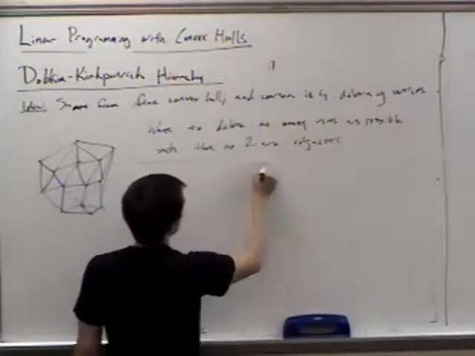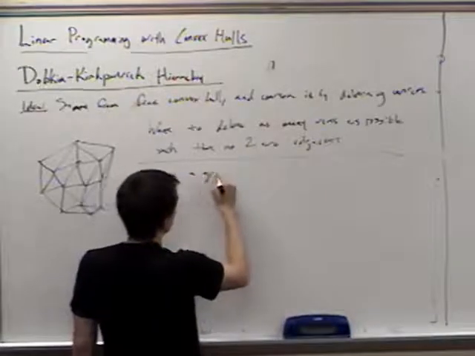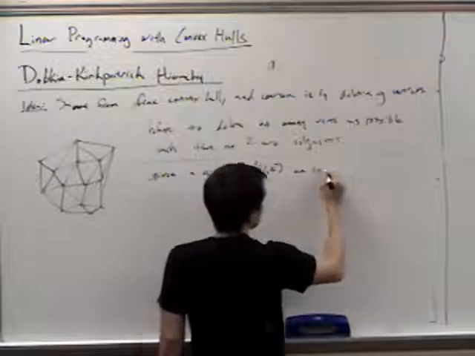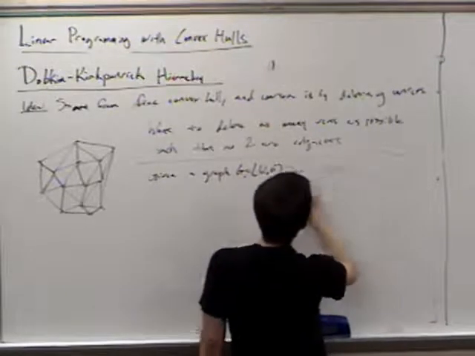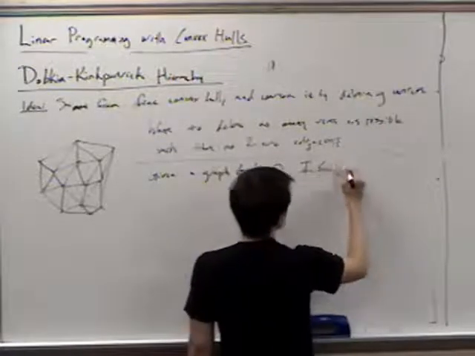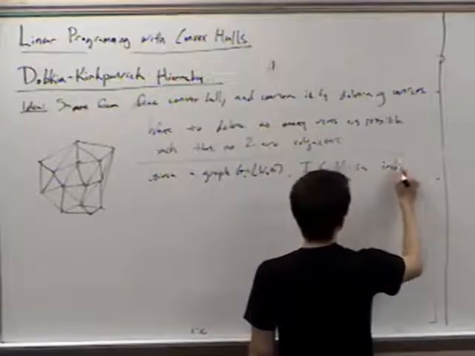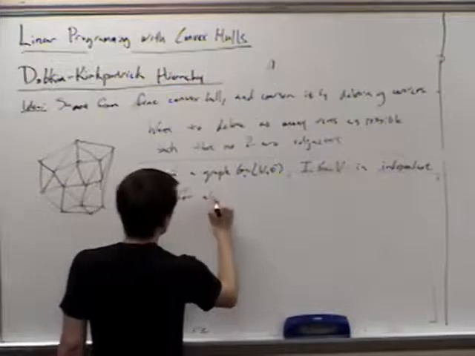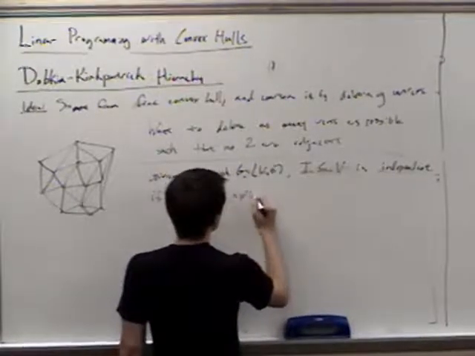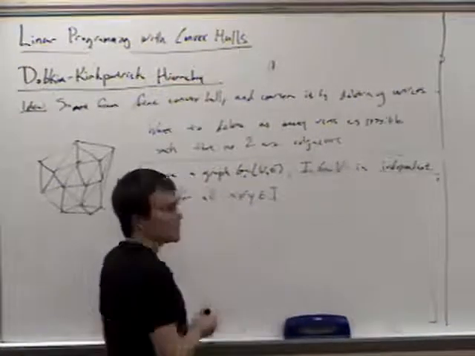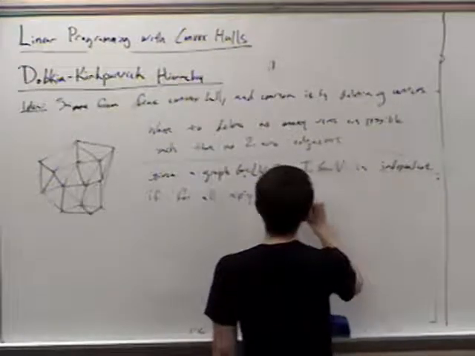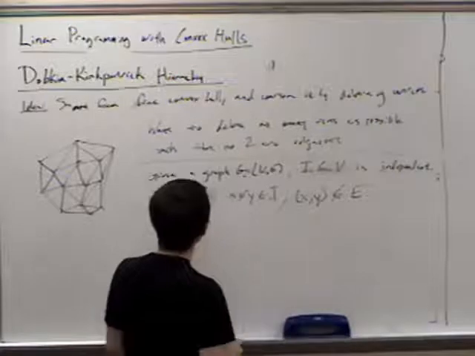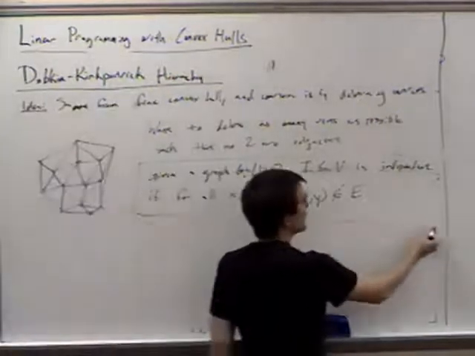Another way to say that is, given a graph G equals (V, E), some set I contained in V, so some subset of the vertices, is independent if for all distinct pairs of vertices in I, so if we take any pair of vertices x not equal to y, the edge xy better not be in E. Another way of saying this is that any pair of vertices here would be not intersecting.